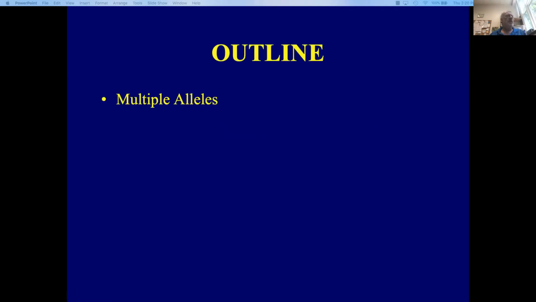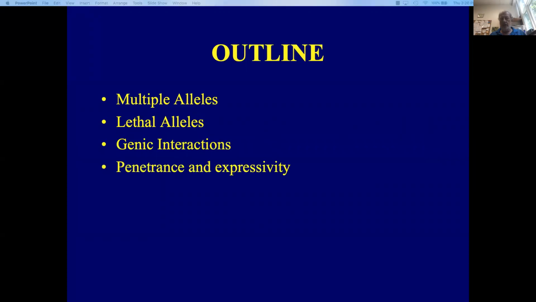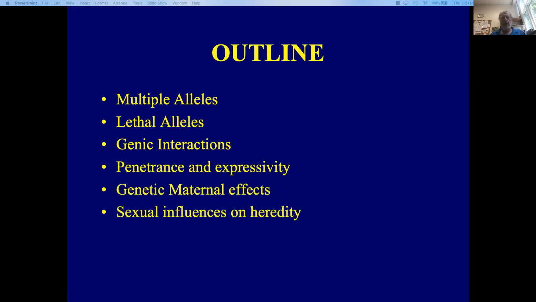First, we'll discuss multiple alleles. That's more than 2 alleles per population. Then lethal alleles. Then genic interactions, how different genes interact to determine a single phenotypic trait. Then penetrance and expressivity, then genetic maternal effects, how sex influences heredity, and then lastly, pleiotropy, where one gene can produce multiple phenotypic traits.